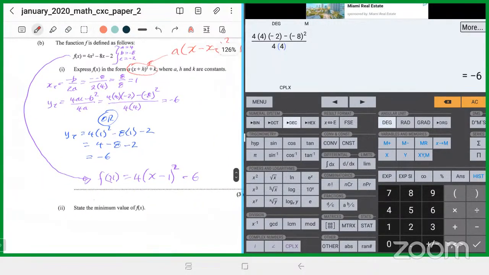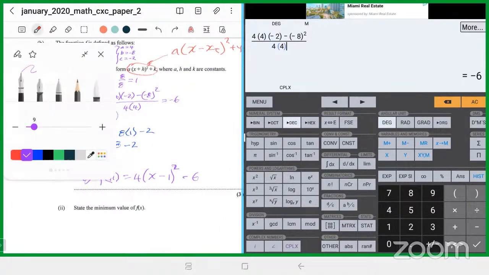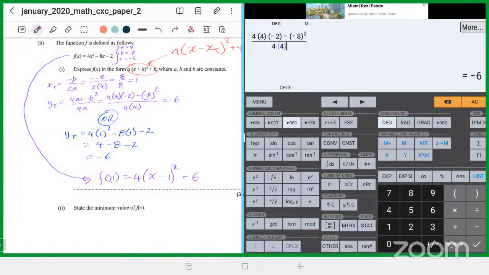Next part now says state the minimum value. Just state it. What is the minimum value? We just need to state it. What is it? What is the minimum value of f of x? Somebody tell me.